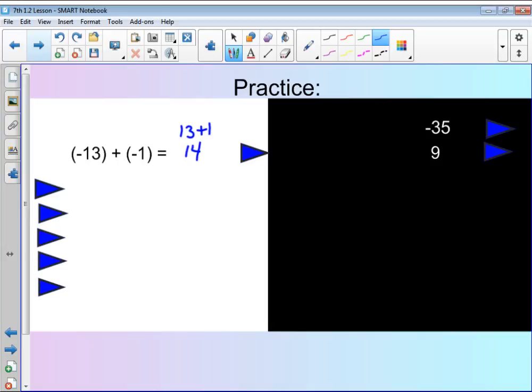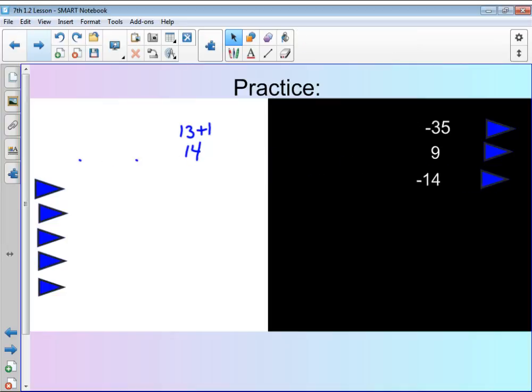Okay, same symbol, find the sum. Apply the same symbol. They both had negative signs. We have to apply that symbol. So we should have gotten negative 14. Hopefully all my answers are right here and I don't have them messed up. Let's do one more, and then I'm going to leave 4 for you guys to do on your own.